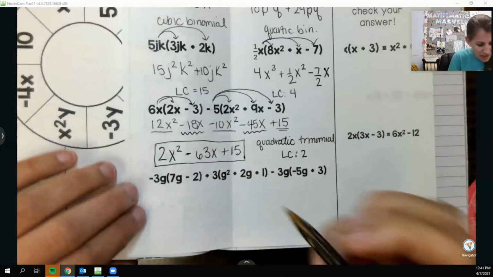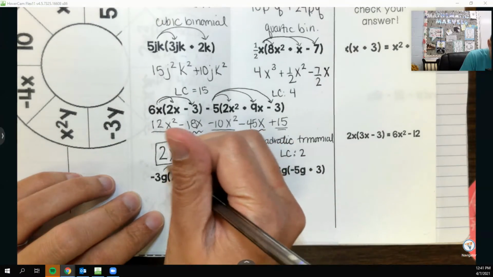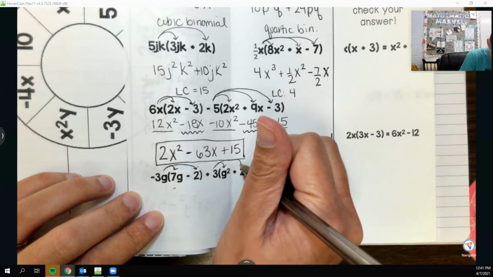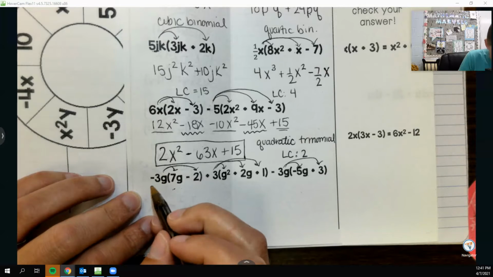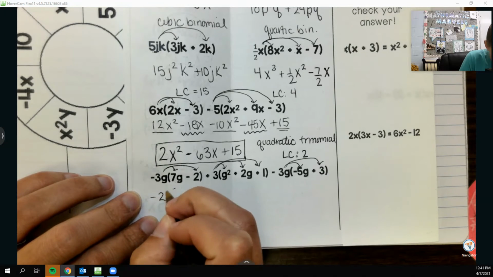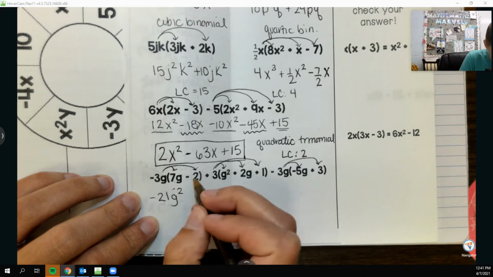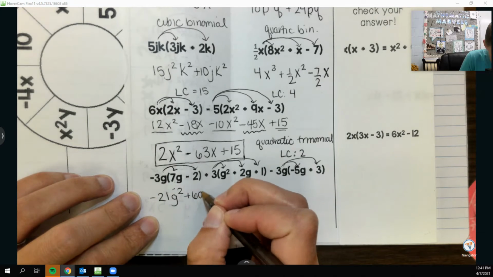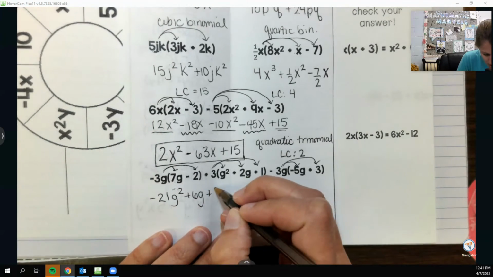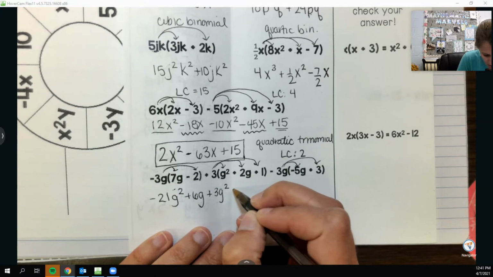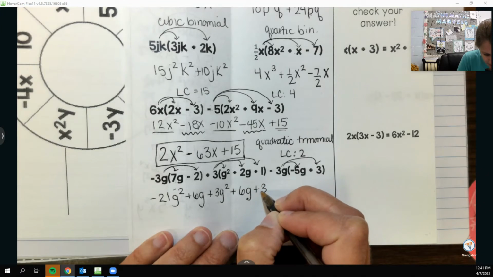Last but not least on this one, we've got to distribute, and then combine like terms. So let's distribute there and then there. Ooh, 3 on that one, and then here. So negative 3 times 7 is negative 21, and then g times g is g squared. Negative 3 times negative 2 is a positive 6g. Then we're distributing a 3 now, so positive 3g squared, positive 6g, plus 3.